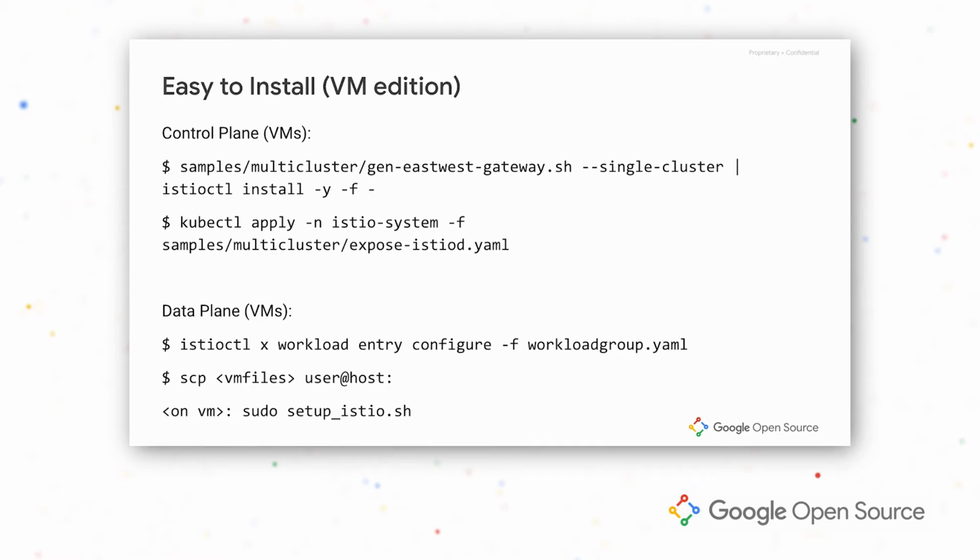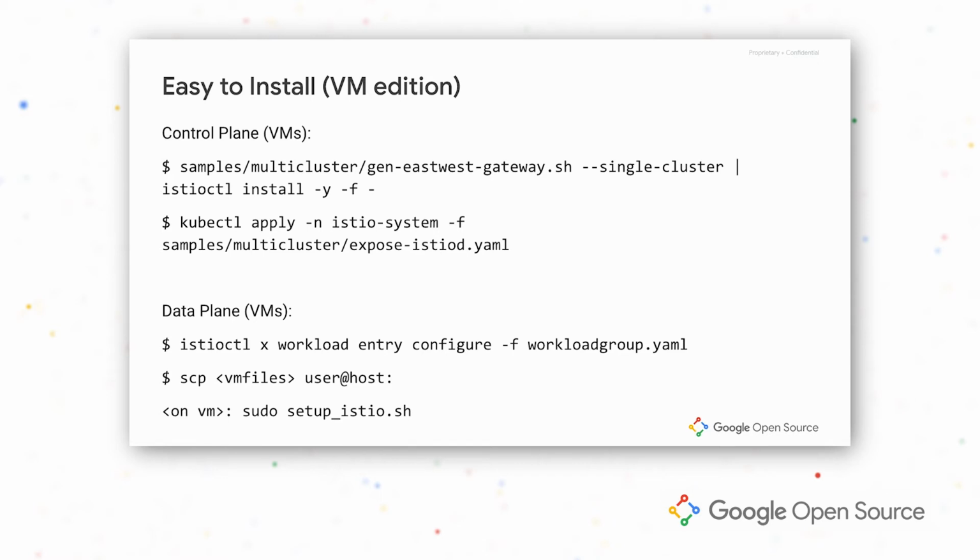You have to expose a gateway because the VMs are outside the cluster, and the control plane runs in a cluster. VMs need to talk to it, so there's a gateway. So you run a command to do that, and then you run a command to expose the control plane to it. So really, this is actually even harder than I'd like, but still, it's only 2 extra commands. It's not too bad. And then the data plane, again, is easy-ish.